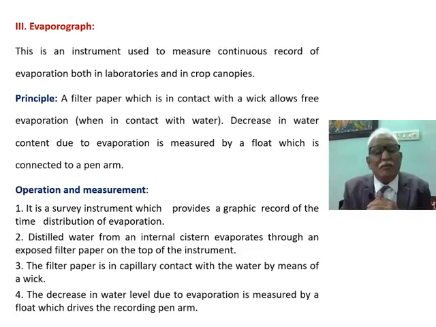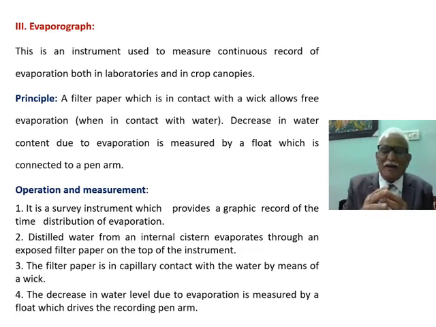Same evaporograph, no difference, not much at all. So this is an instrument used to measure the continuous recording of the evaporation. Same principle, except a filter paper which is in contact with a wick allows the free evaporation. Decrease in water content due to evaporation is measured by a float which is connected to the pen arm. That's all. Simple.